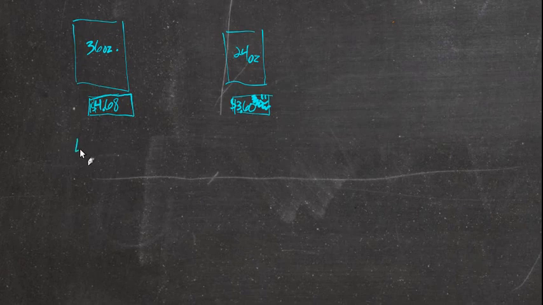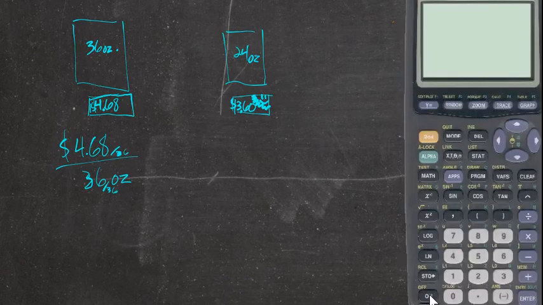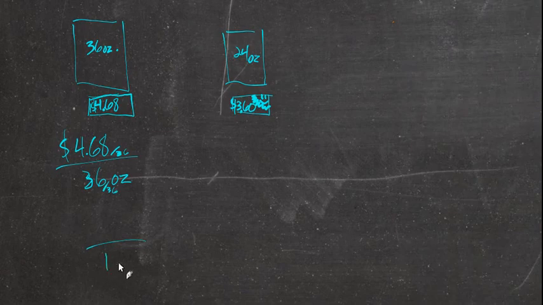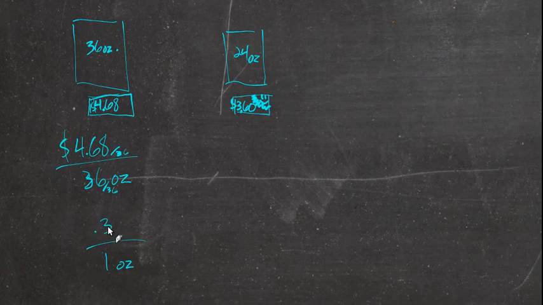So this one, you are going to pay $4.68 for 36 ounces. So we're going to divide this by 36. Divide by 36. We're going to divide this by 36. And get out the calculator. We know 36 divided by 36 is 1, so 1 ounce down here. But in the numerator, we take 468 divided by 36, and we're paying 13 cents an ounce. Okay, that doesn't really tell us much.